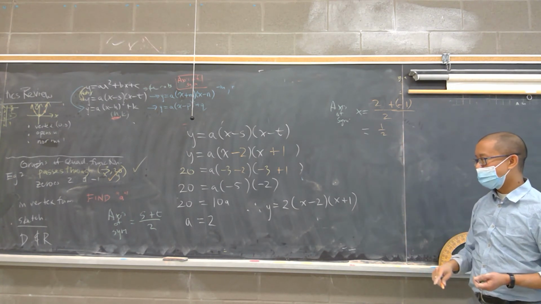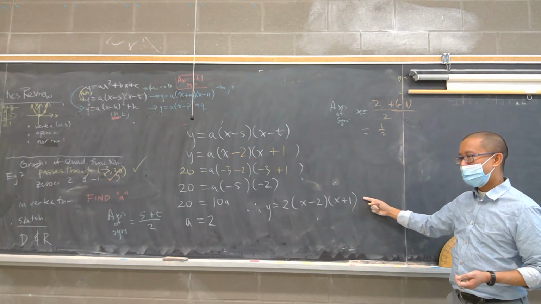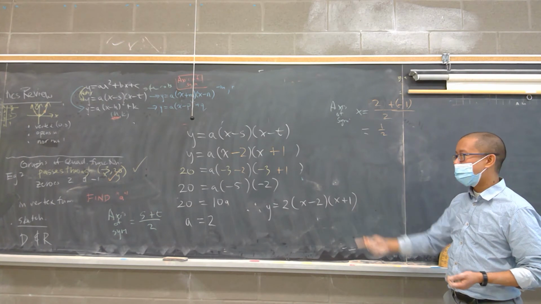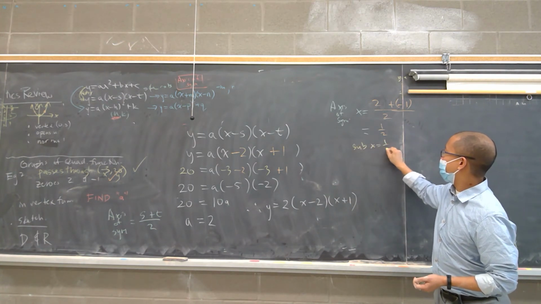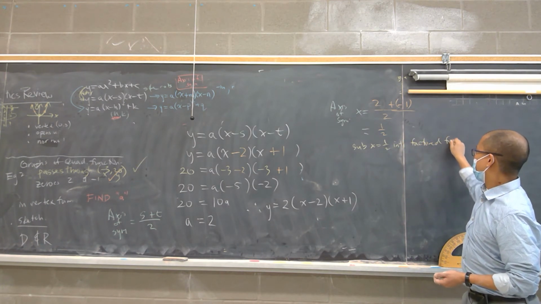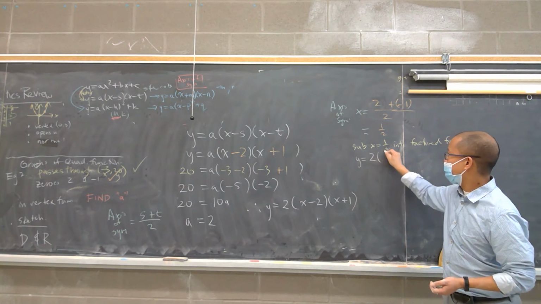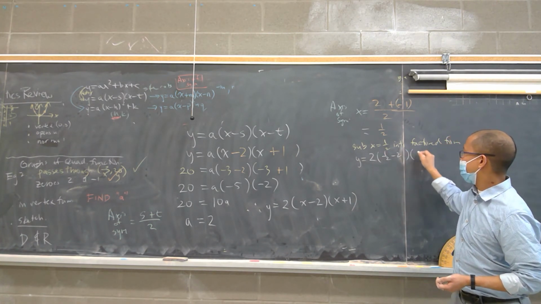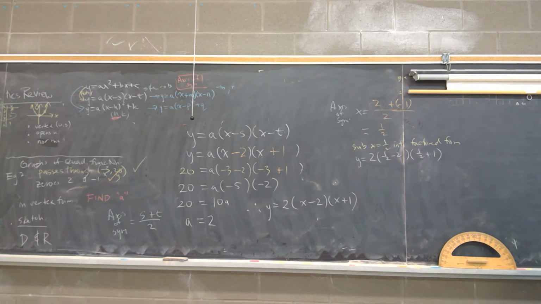So we have part of the vertex. That's the x-coordinate. But notice we have an equation where we can plug this in and find out its y. So sub x equals 1/2 into the factored form. So what do we get? y is equal to 2 times (1/2 minus 2)(1/2 plus 1). Before we continue, everyone okay so far?